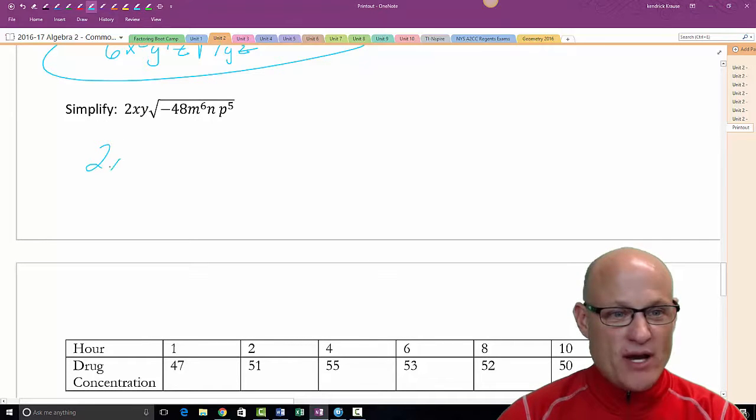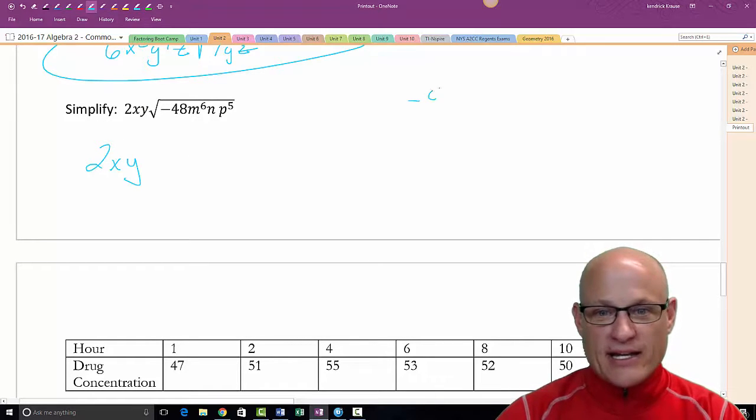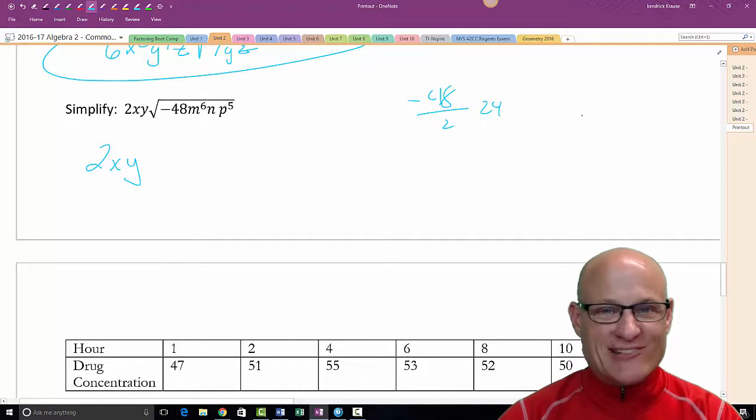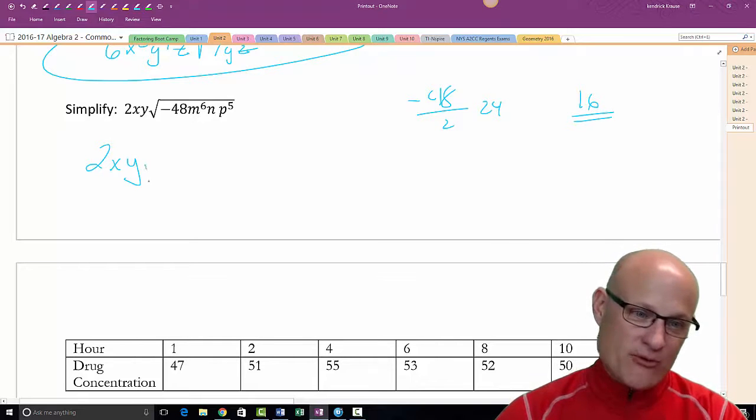Okay, so 2xy. I'll take -48. I'll divide it by 2. I get 24. I need a perfect square less than 24. 16. Oh, 16 goes in. That was nice.